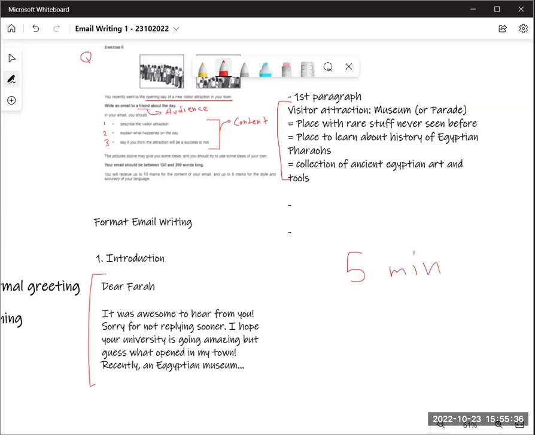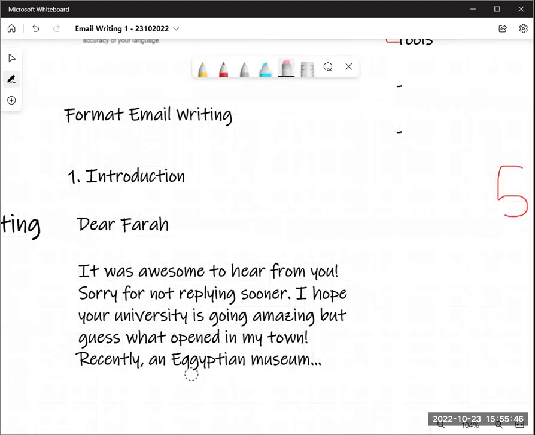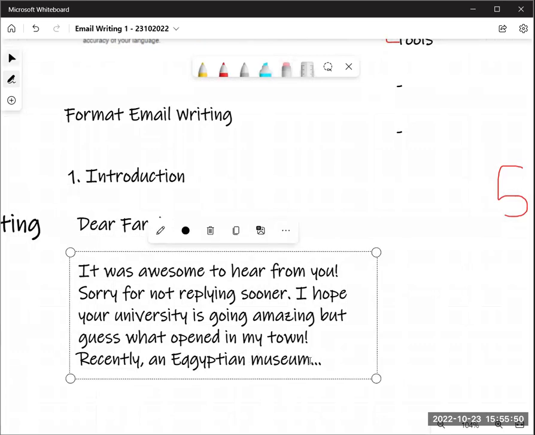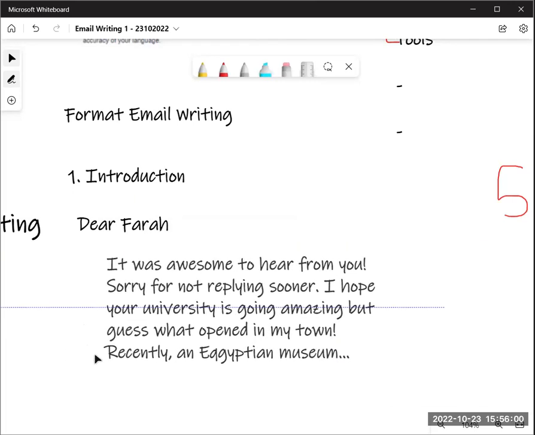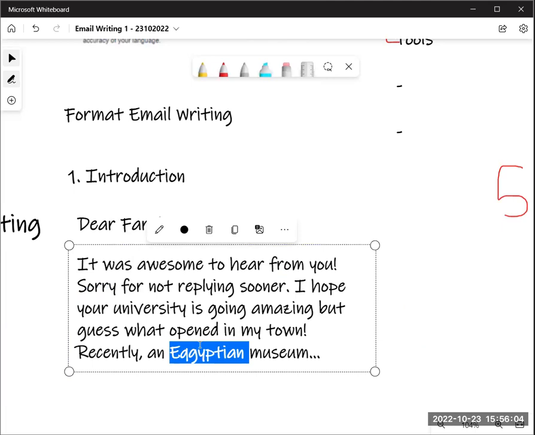Sir, we have to write "recently an Egyptian museum" in the next line, along this paragraph? Yes, you have to continue this line. What happens after this? You can say recently an Egyptian museum opened, or opened up, or it was brought here, or we went to an Egyptian museum, something like that. So continue from here, the line, however you see fit.